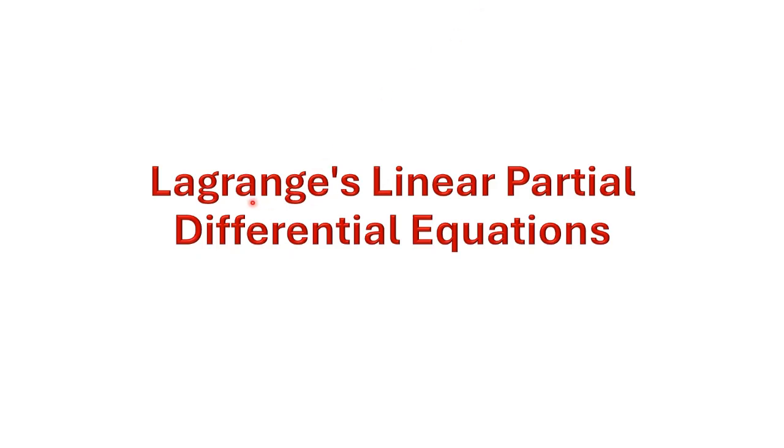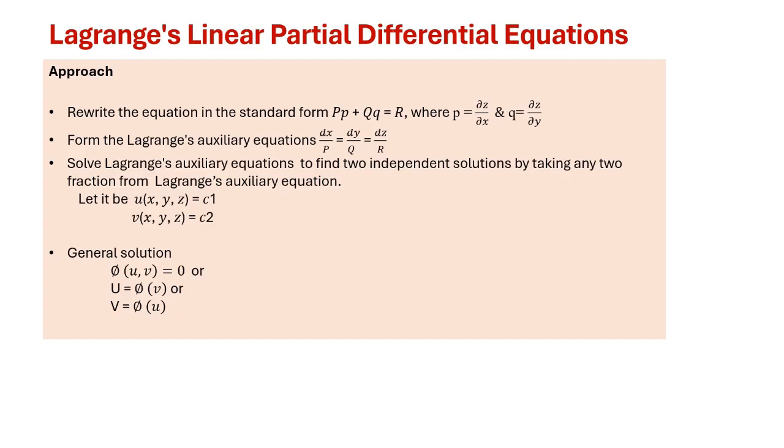Today's session is about Lagrange's linear partial differential equation. First, we have to rewrite the equation in standard form: capital P small p plus capital Q small q is equal to R, where small p and small q are ∂z/∂x and ∂z/∂y respectively. Capital P and capital Q are their coefficients.